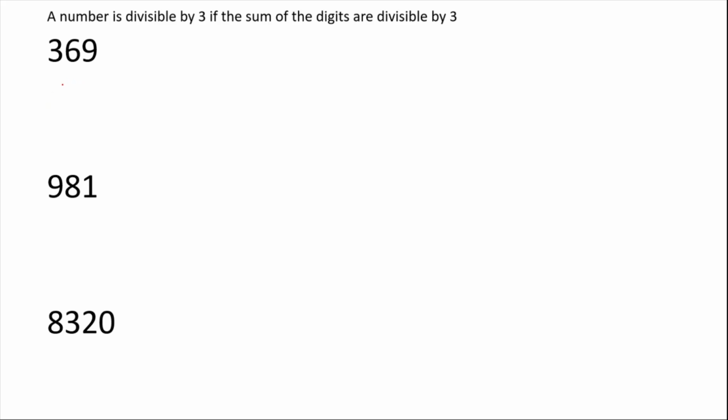The first number here is 369. So first, what we have to do is add up all of the digits here. So it will be 3 plus 6 plus 9. And now if you add up all of these, we will get a total of 18. Now the next step is to divide this number by 3. Now if you divide it by 3, we will get 6. So therefore, this number is divisible.